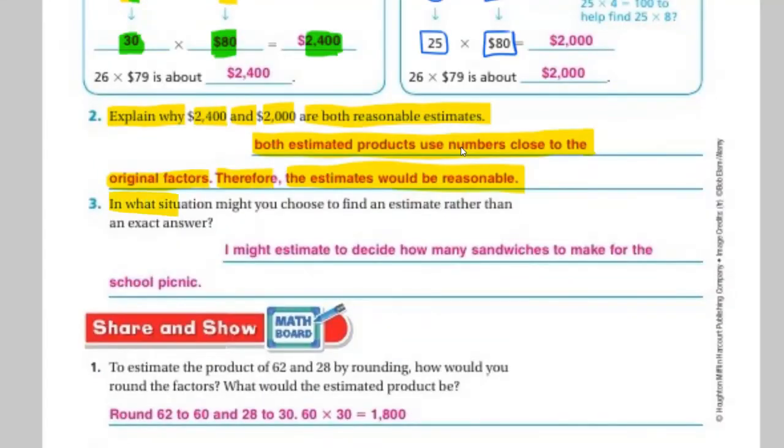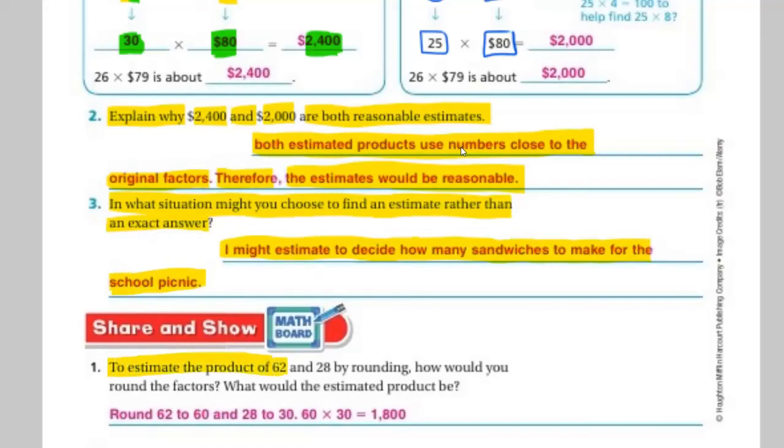Okay, in what situation might you choose to find an estimate rather than an exact answer? I might estimate to decide how many sandwiches to make for the school picnic. Okay, to estimate the product of 62 and 28 by rounding, how would you round the factors? What would the estimated product be? Let's round 62 to be 60 and 28 to be 30, and let's multiply 60 by 30 equals 1,800. Okay, let's move to the next page.